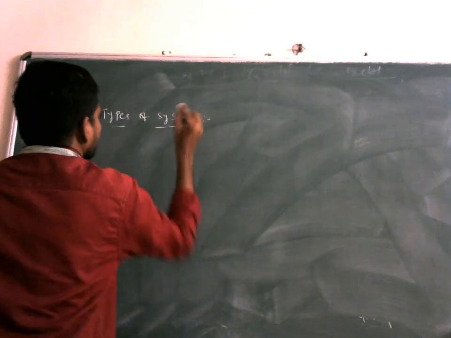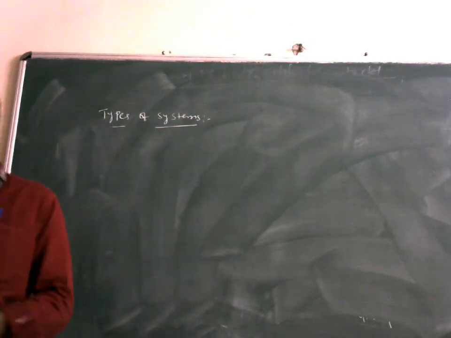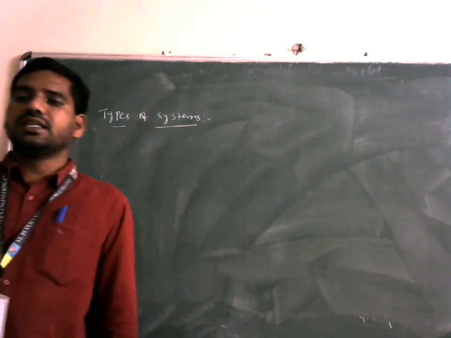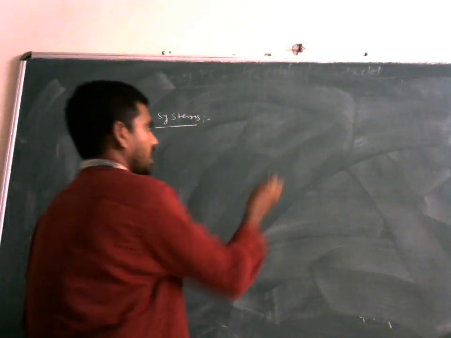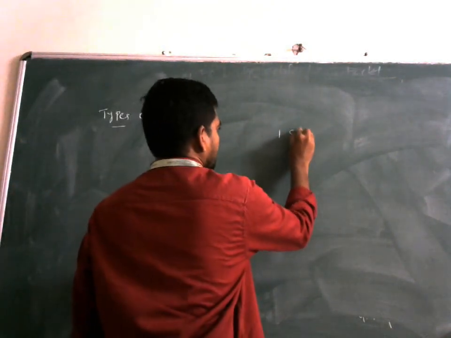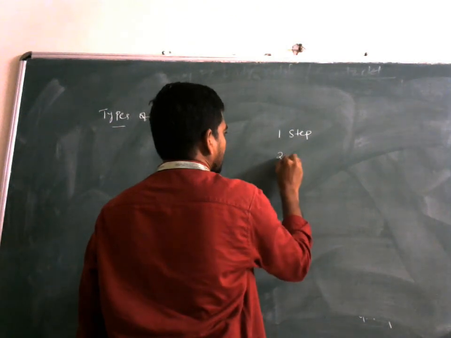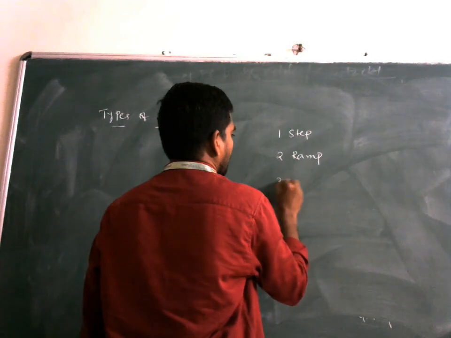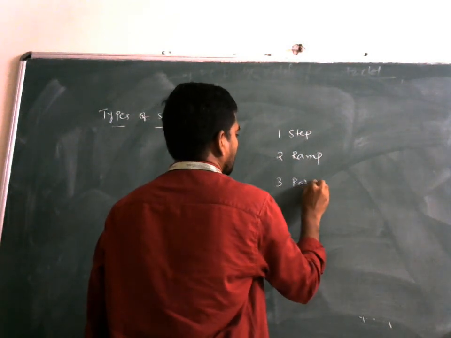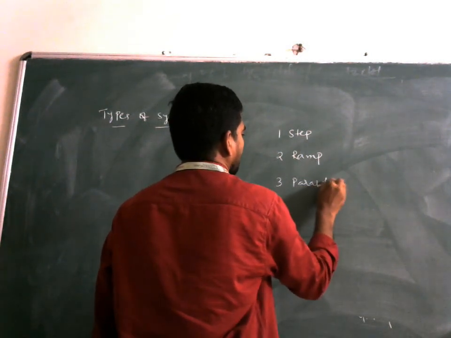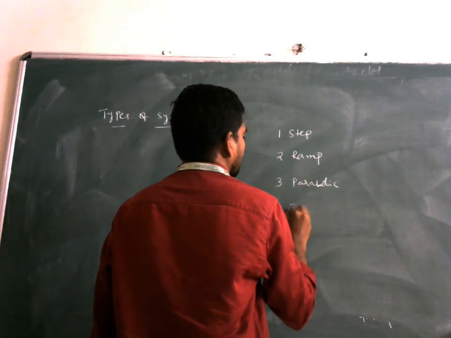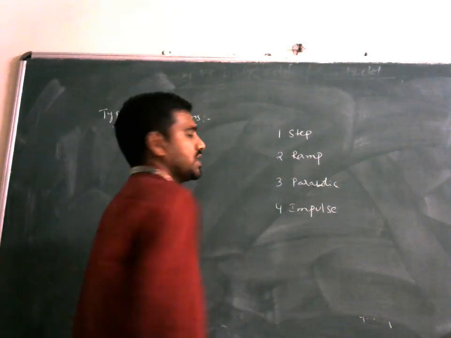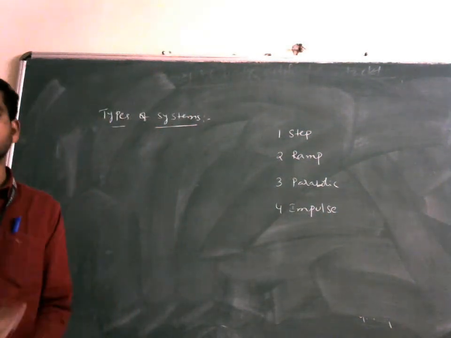In the last lectures, we discussed what is meant by types of systems and what are the different signals we are having. Basically, we are having four types of signals. First is the step signal. Second one is the ramp signal. Third one is parabolic, and fourth one we are having is the impulse signal. These are the four signals we discussed in the last lecture.